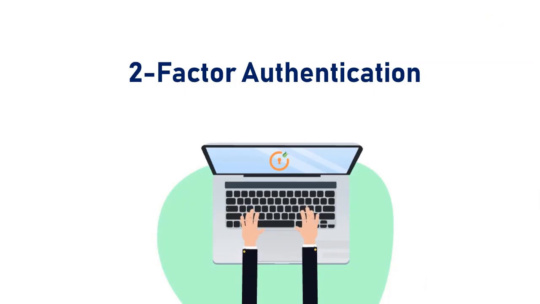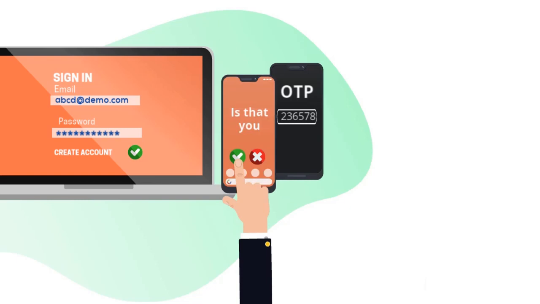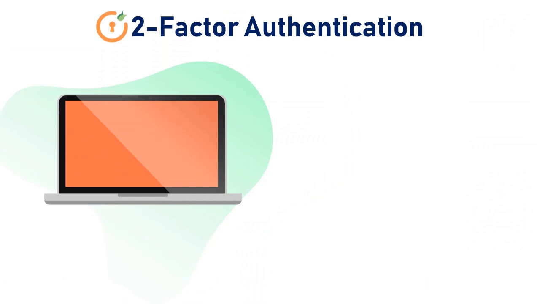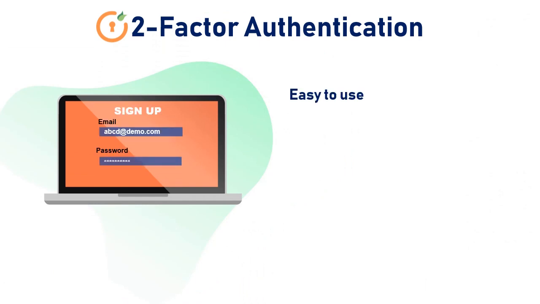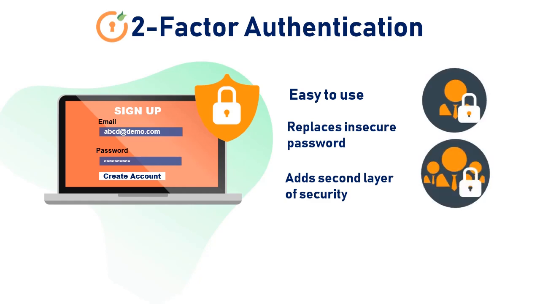Two-factor authentication is a two-step verification security process in which a user has to present username and password along with other factors like smartphone, security token, OTP, to gain access to an account or a computer system. miniOrange provides easy-to-use two-factor authentication for secure login to your site. It replaces insecure passwords and adds a second layer of security to your site access, which is easy to set up for any developer or user.